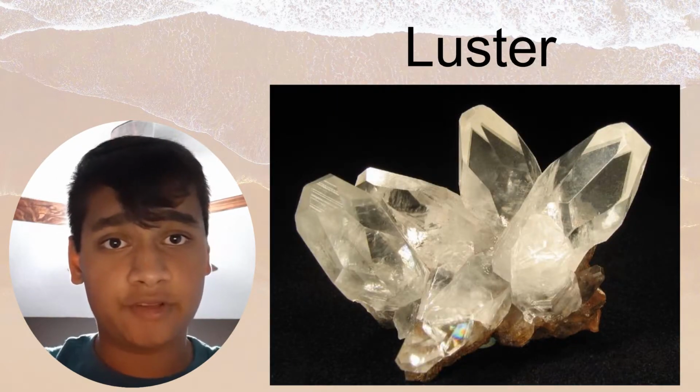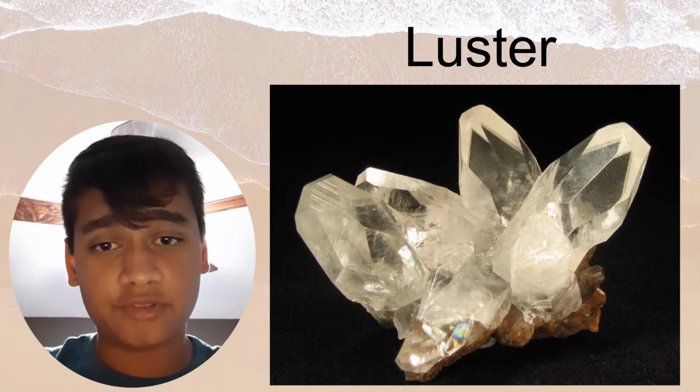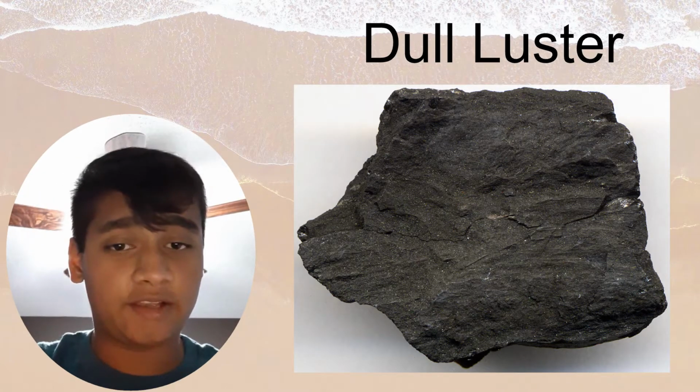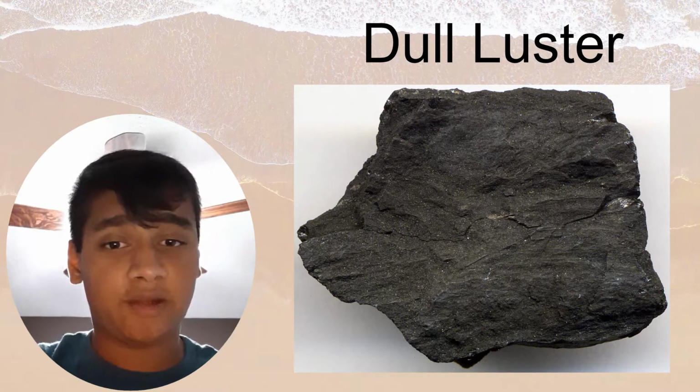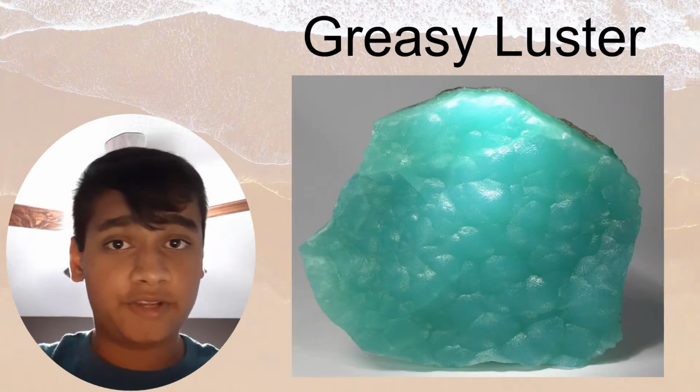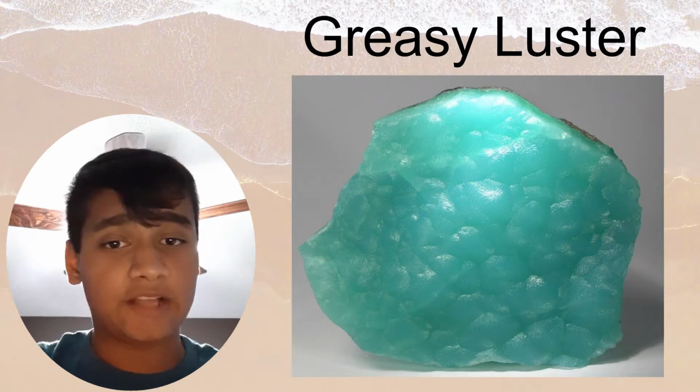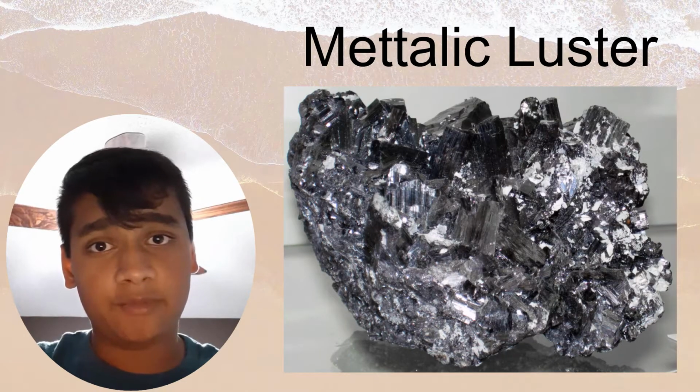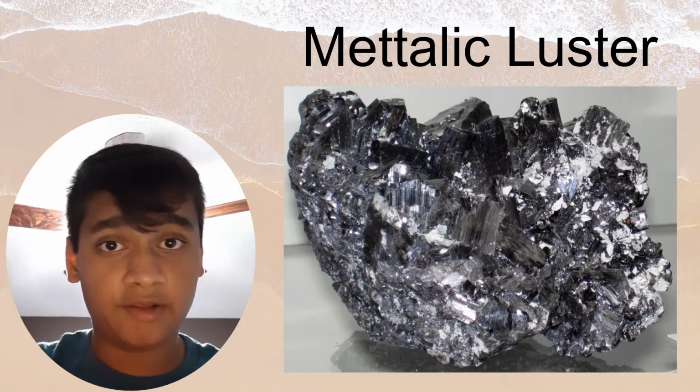Luster is the appearance of light on a mineral. Some examples of luster are dull, and as you can assume, that means that not much light reflects off of it; greasy, which means it has a greasy look; and metallic, which has a metallic look.